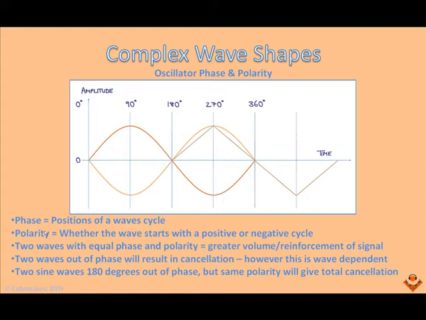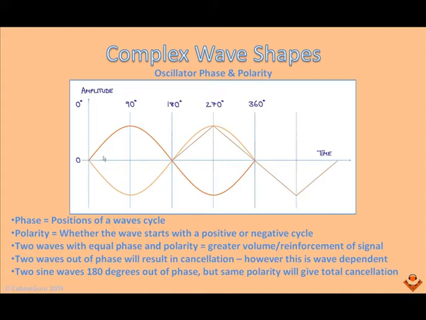Polarity. Again, very easy to understand. It simply means whether the wave starts with a positive or negative cycle. Very simple. The red waveform goes up or into the positive part of the spectrum. So that has a positive polarity, whereas this orange one starts by going down, so it has a negative polarity. I'll go into this in more detail in a second, but it's very important to understand that.